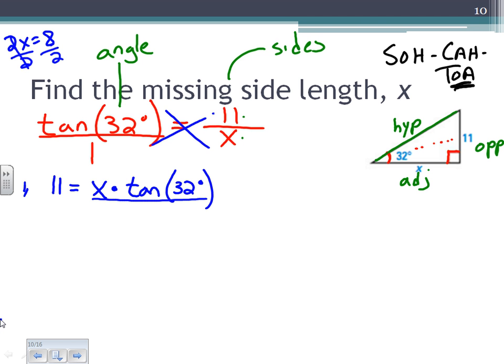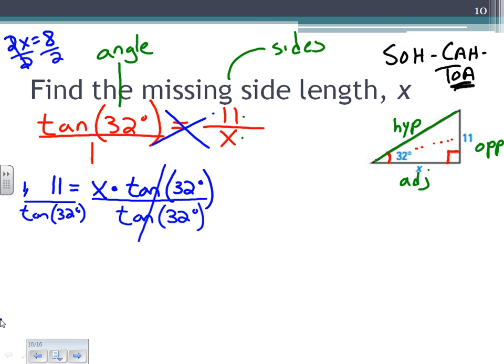Tangent of 32. So I'm going to divide by tangent of 32, because if I divide the same thing by itself, it's going to cancel each other out. But if I do it to the right side, I also have to do it to the left. So this becomes over tangent of 32 degrees. What happens on my right side to those tangents? They cross out.